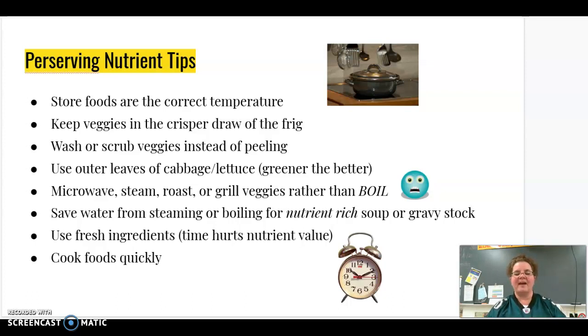All right? Microwave, steam, roast, or grill veggies rather than boil. When you boil vegetables, you are boiling all their nutrients out. And then you do what? You pour the water out and just let it go down the drain. So, use those other cooking methods, and we're going to talk deeper about them in the next activity. Save the water from steaming or boiling, if you are going to do it that way, for nutrient-rich soups or gravy stock. So think about mashed potatoes.